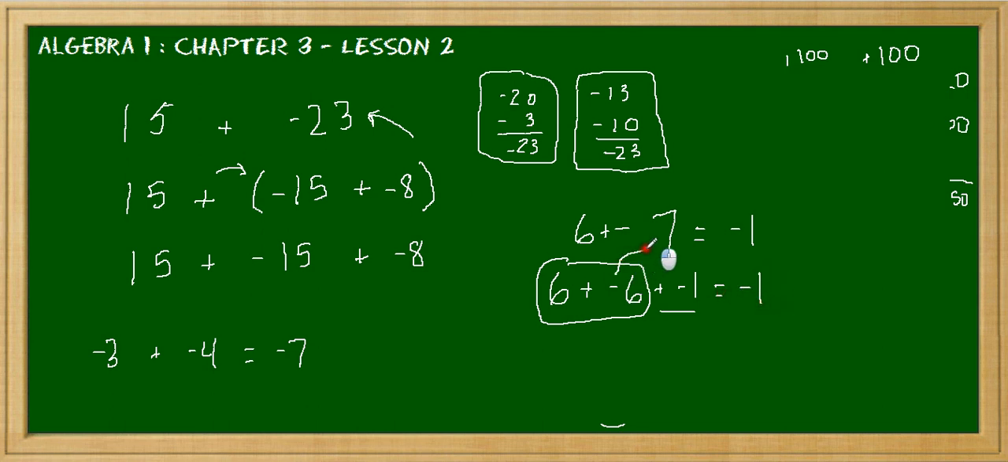So all we're doing is taking this negative 7 and breaking it into two parts so that we can get rid of, in this case, the 6. And in this case over here, we're going to get rid of the 15. And that's going to give us negative 8. So positive 15 plus negative 23, or let's say positive 15 minus 23. We're going to be using these interchangeably. But let's just say for now, positive 15 plus negative 23. The negative is much bigger than the positive, which means that our result is going to be negative, okay?